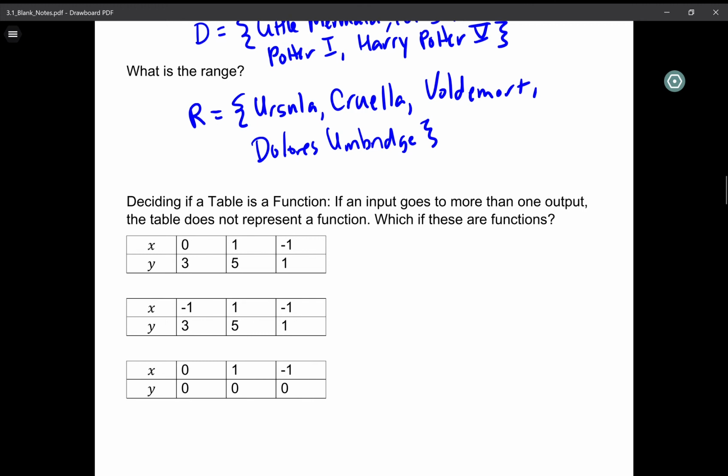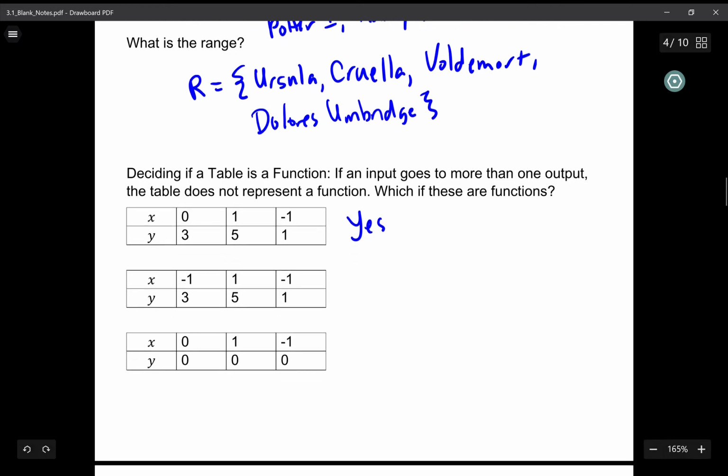All right, you're back from the video. Let's take a look. The first one is indeed a function. 0 goes to 3, 1 goes to 5, -1 goes to 1. Yes, it's a function. There's no repeated inputs that go to different outputs. Number 2 has got some problems, right? When we push the -1 button, we don't know if we're going to get a 3 out or we're going to get a 1 out. So no, not a function.